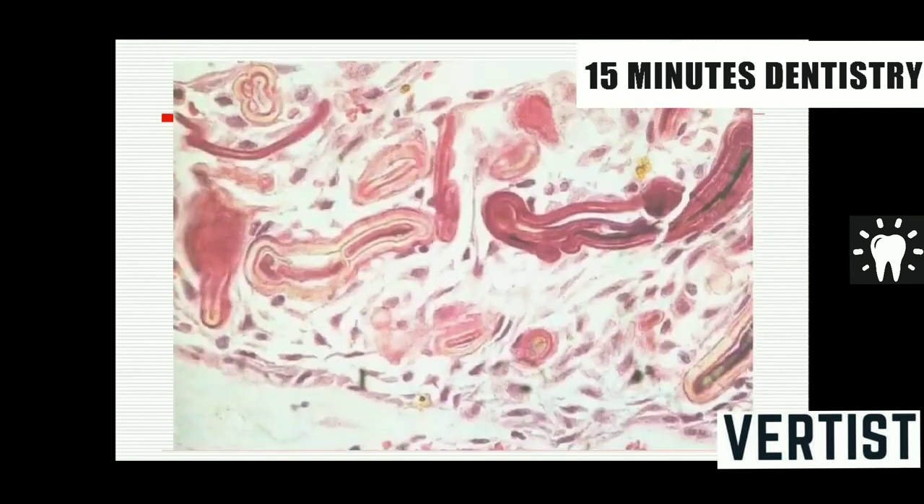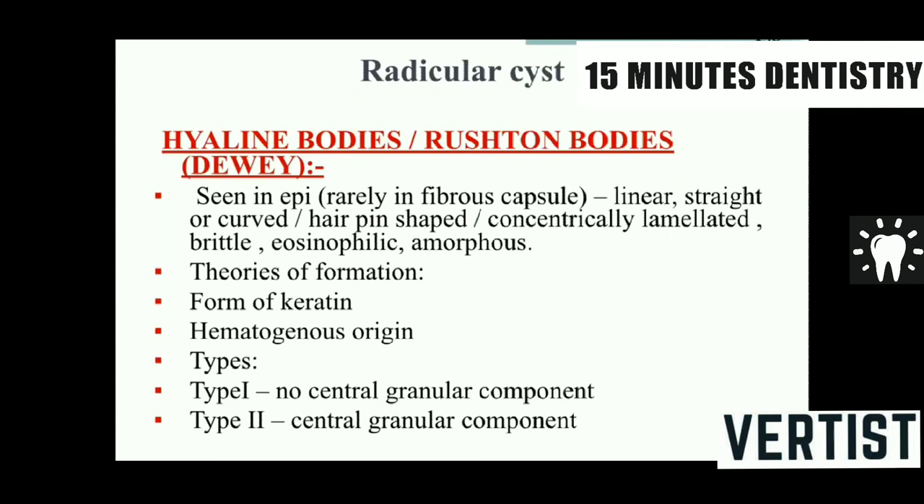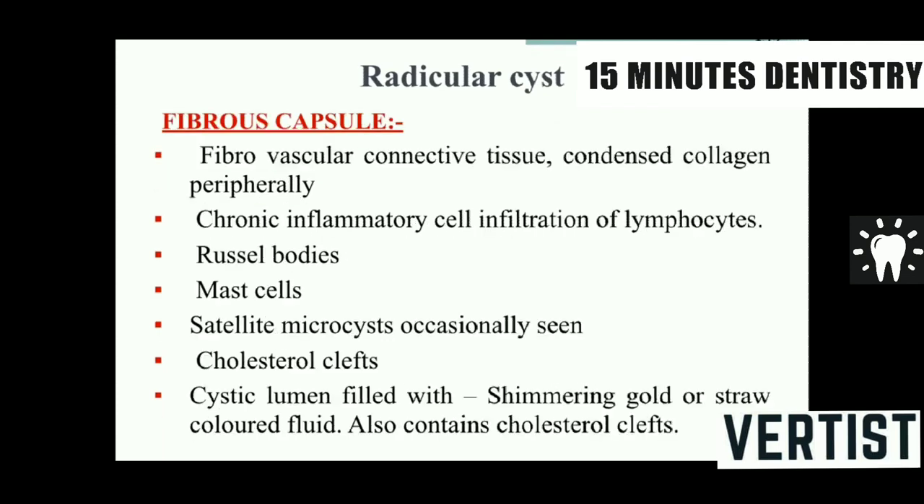So this is a higher magnification of Rushton bodies. They are of different shapes. Some are concentric, some are linear, straight, curved, hairpin shaped, concentrically laminated. The cyst has a fibrous capsule which is infiltrated with chronic inflammatory cells like lymphocytes, mast cells and foamy macrophages. There are cholesterol clefts found.